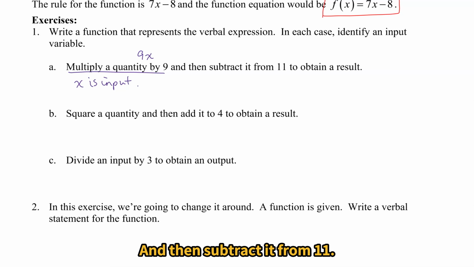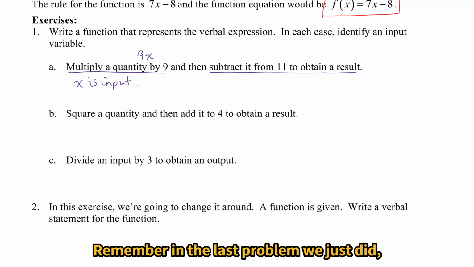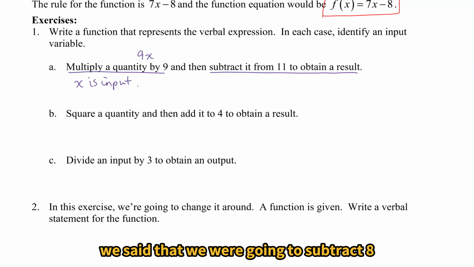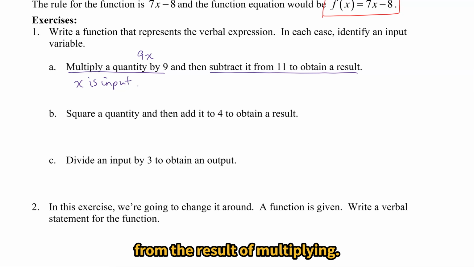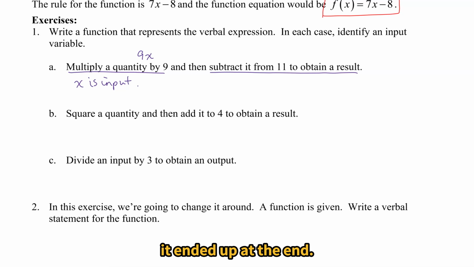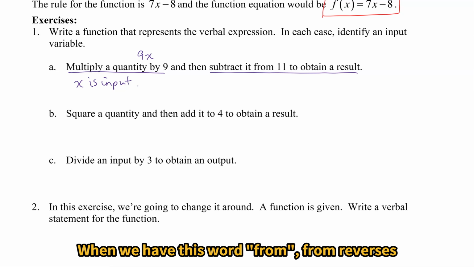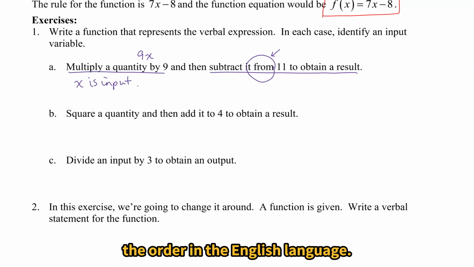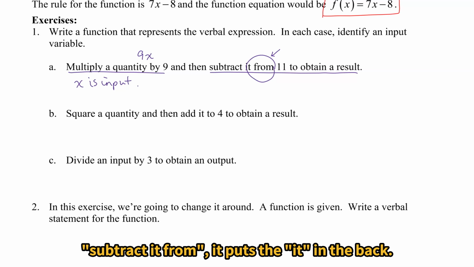And then subtract it from 11. Remember in the last problem we just did, we said that we were going to subtract 8 from the result of multiplying. And we noticed that 8 ended up in the back. It ended up at the end. When we have this word from, it reverses the order in the English language. It takes the number in the front, subtract it from, it puts the it in the back.